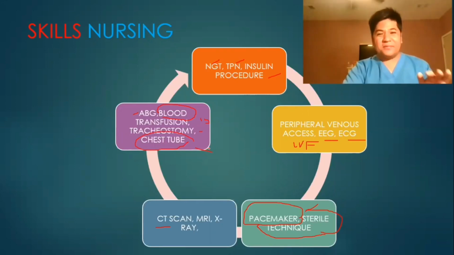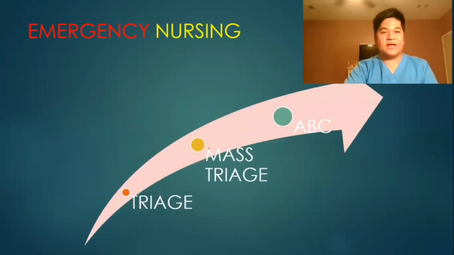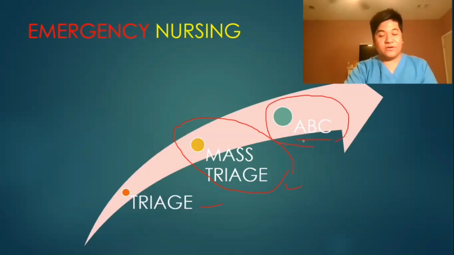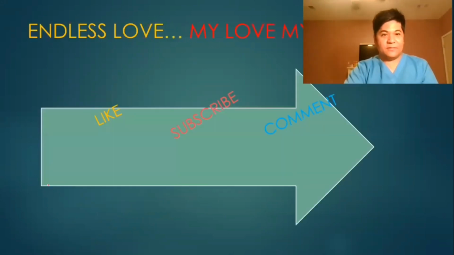Actually, there are many, but these are some of the few things that we need to know. Okay, for emergency nursing, triage, which will be your priority for the client, same as prioritization, and then mass triage when there is an accident or chemical explosion or something like that. Your airway, breathing, and circulation are always a priority when it comes to decisions with prioritization.